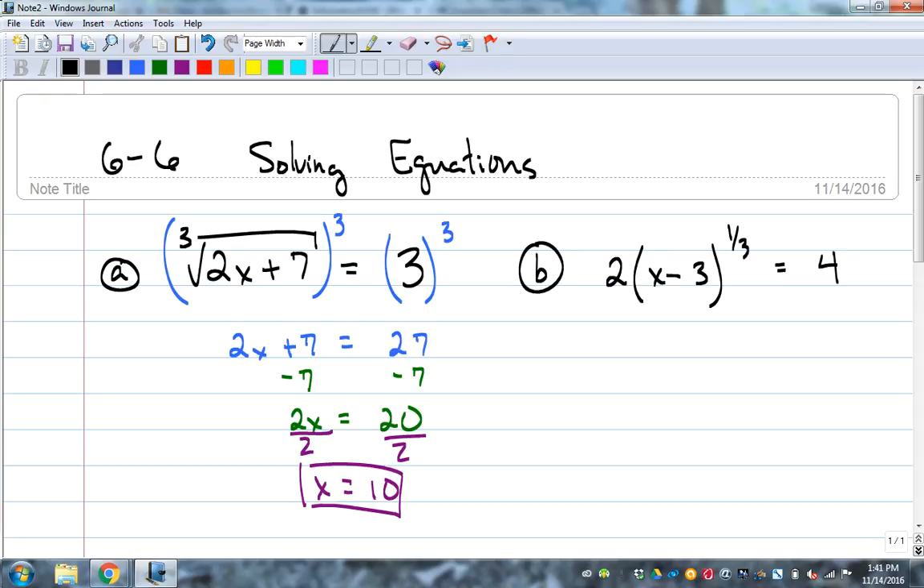Is that stuff that has the rational exponent by itself? Was there anything in front of the cube root over here? No. Is there anything in front of the cube root over there? Yeah, let's get rid of it. How do we get rid of that 2? Divide by it. So if we divide both sides by 2, that gets us the x minus 3 to the 1/3 power by itself.